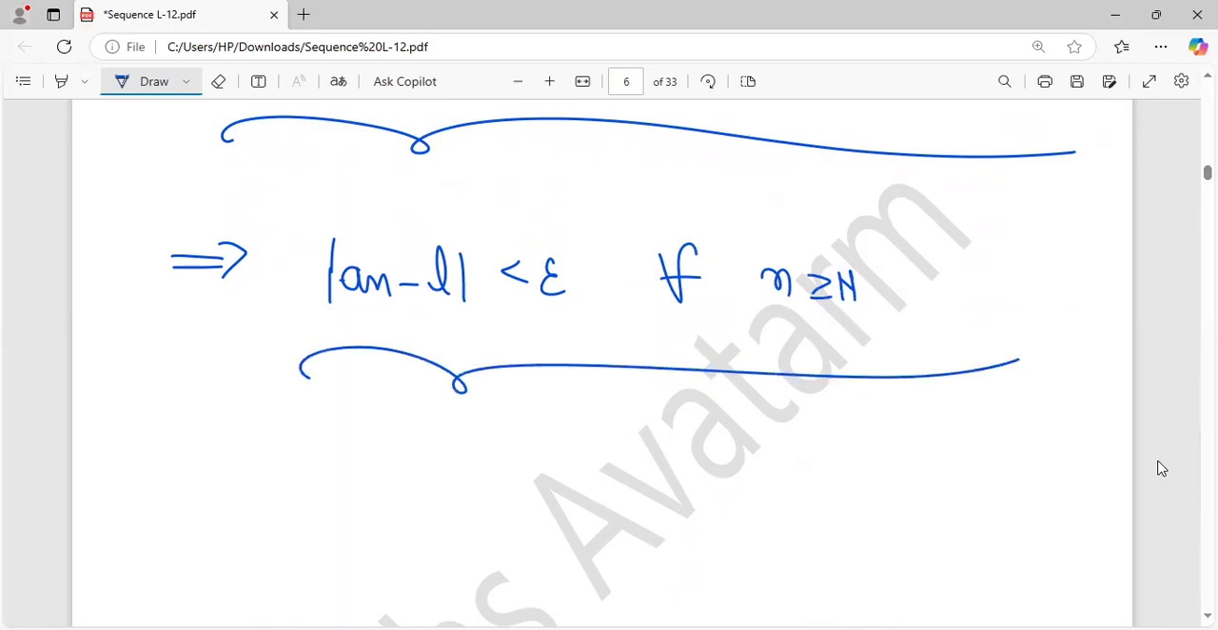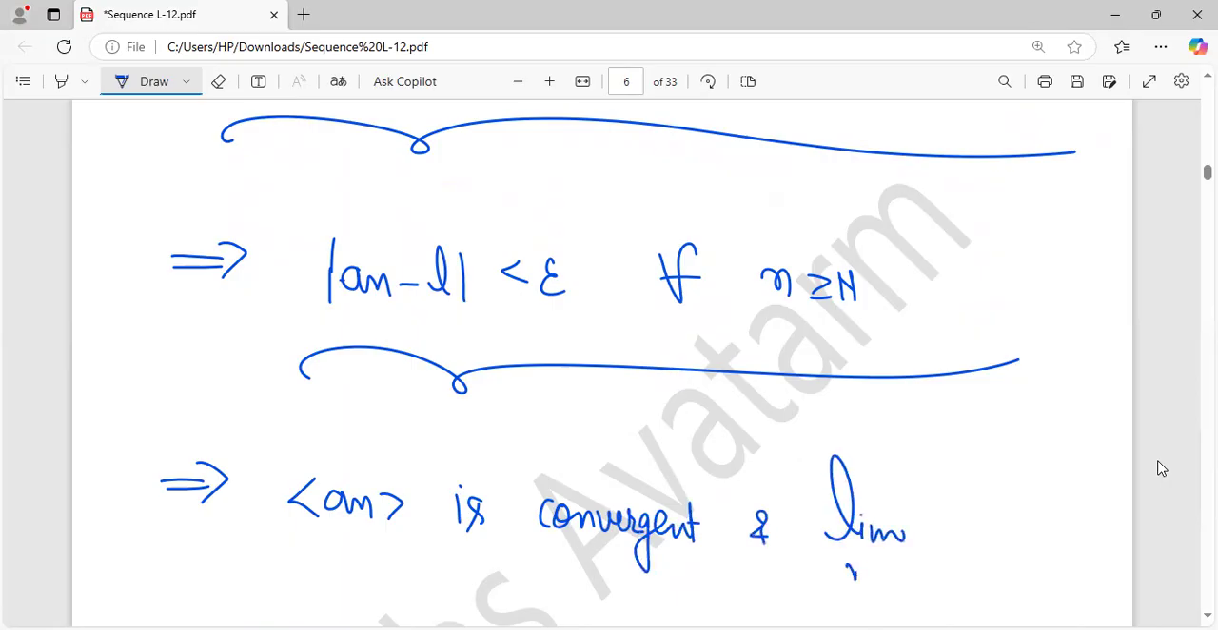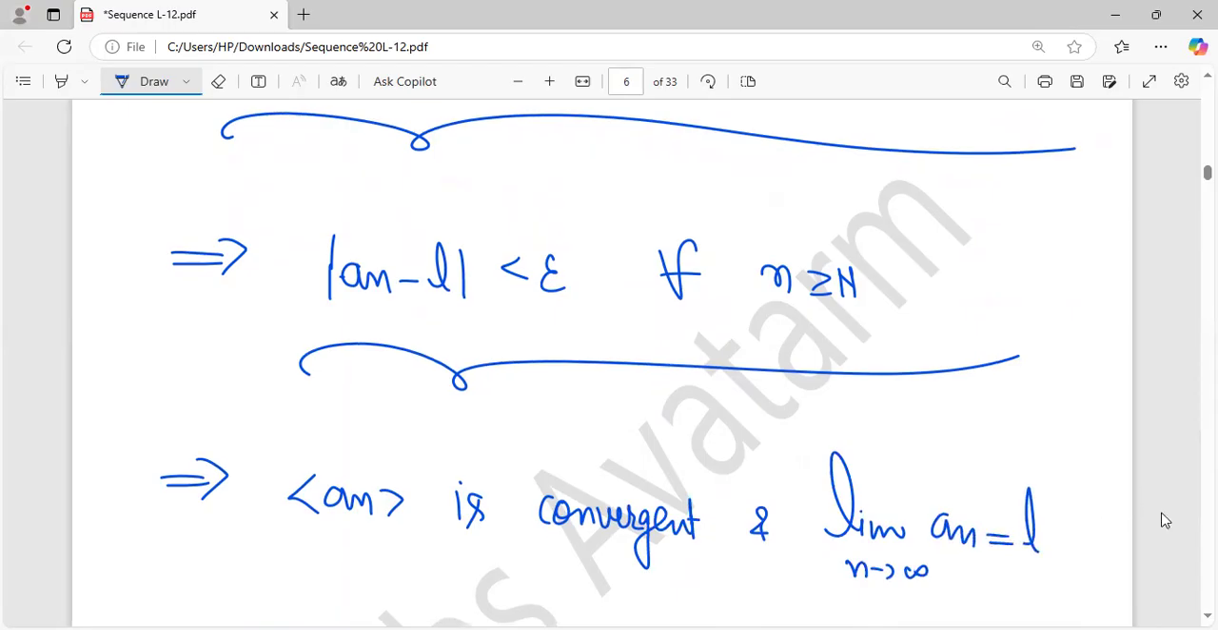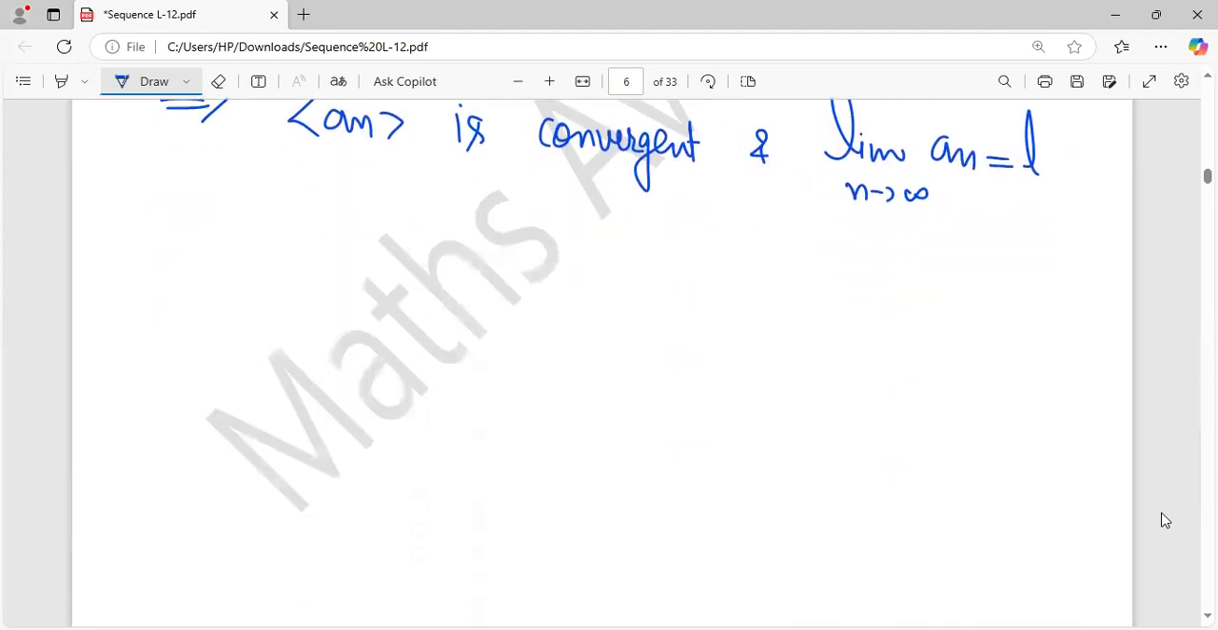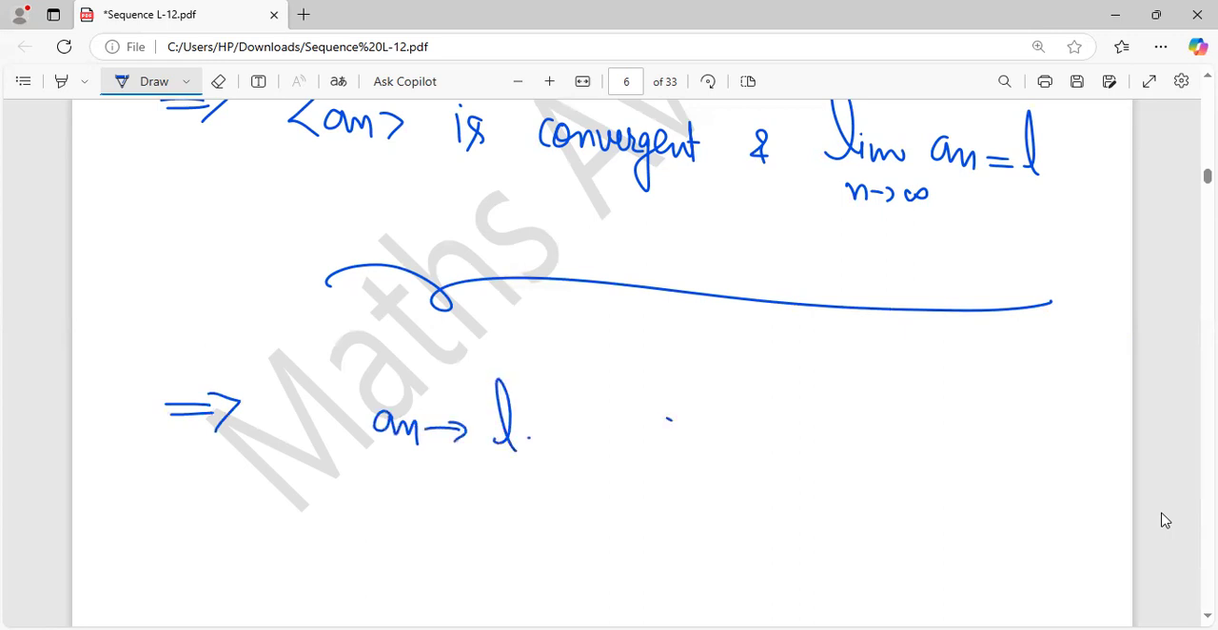So what is the meaning of this? The meaning of this is a n is convergent and the limit of a n is L. So a n converges to L. So this is proved.